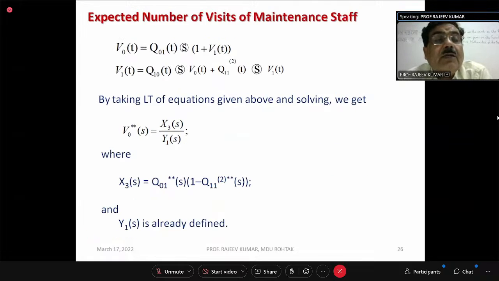We may be interested in the expected number of visits of the maintenance staff. So these measures can vary from system to system. Notice it: the measure of effectiveness or the measure of performance of the system can vary depending upon the situation, and accordingly we have to find out these measures. So what is the average or mean number of visits of maintenance staff that we can compute?